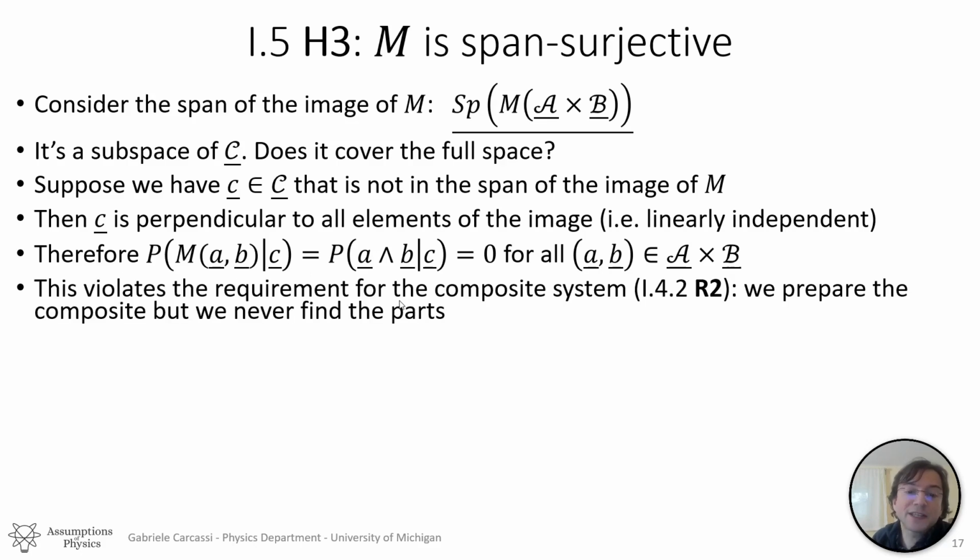But this violates the requirements for the composite system because now we are able to prepare a state C, but we never find any pairs of the components. And so this cannot be, and therefore M has to be span surjective.